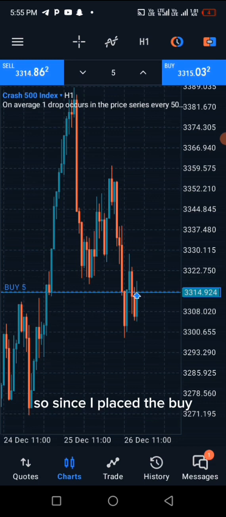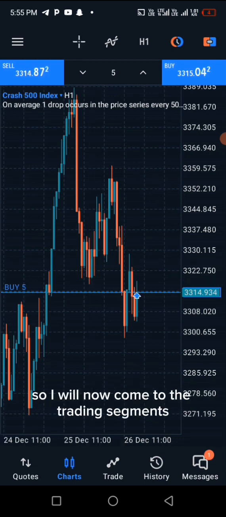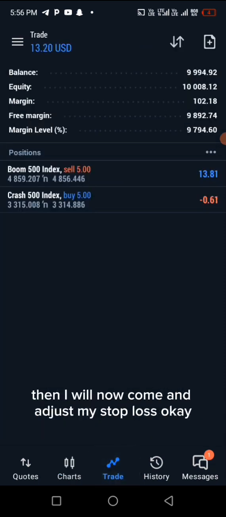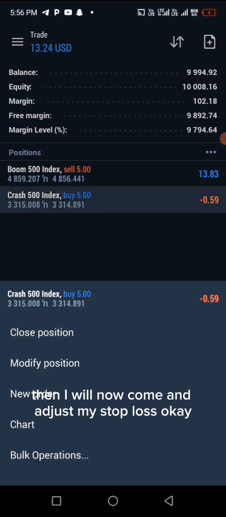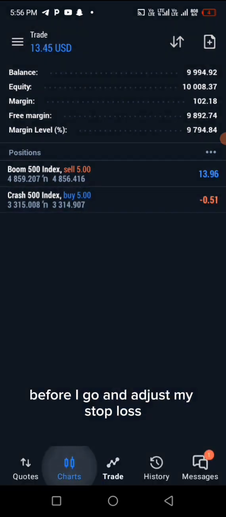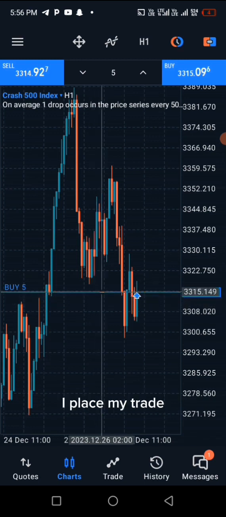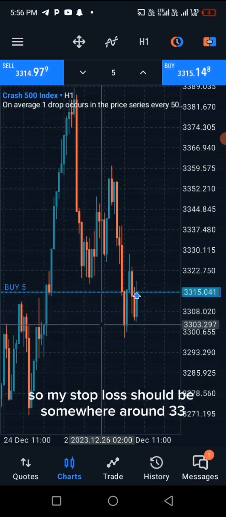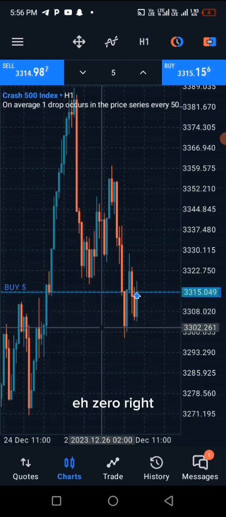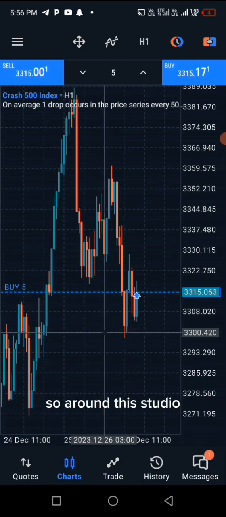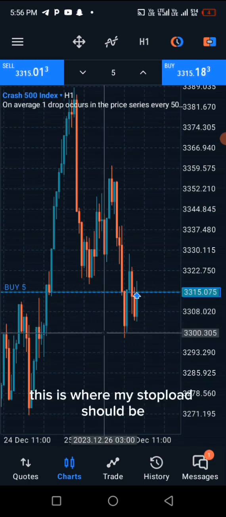Alright, since I've placed a buy, I will now come to the trading segment and adjust my stop loss. Before I do that, I need to see the region at which I placed my trade. I placed my trade around 33.15, so my stop loss should be somewhere around 33.0. Around this region is where my stop loss should be.